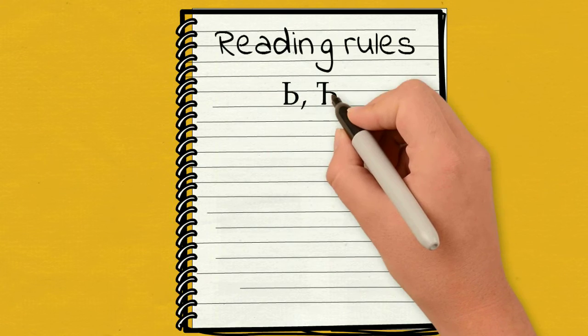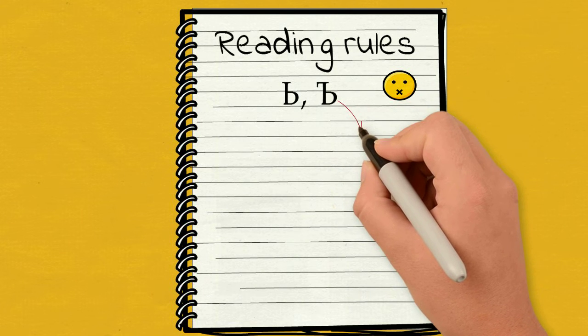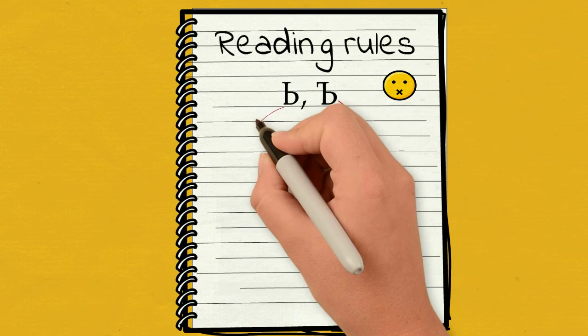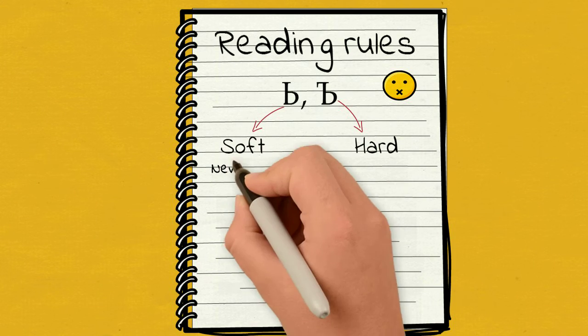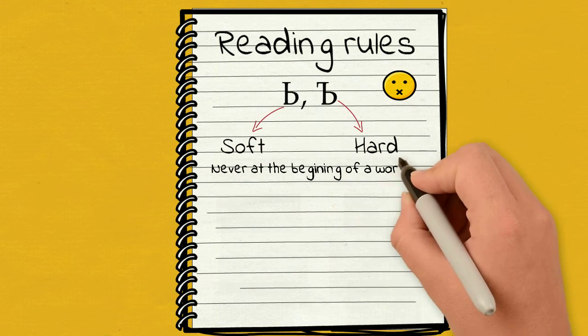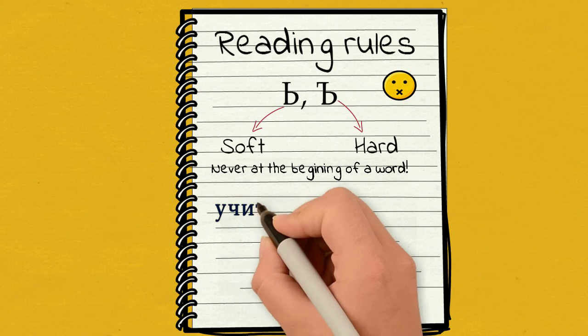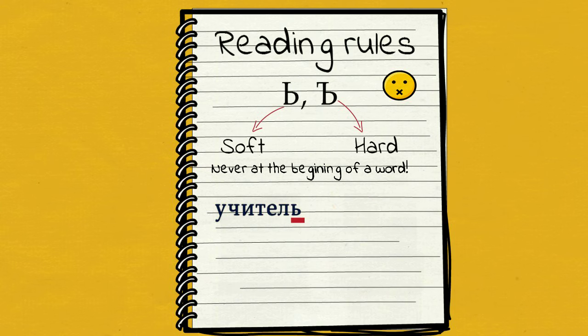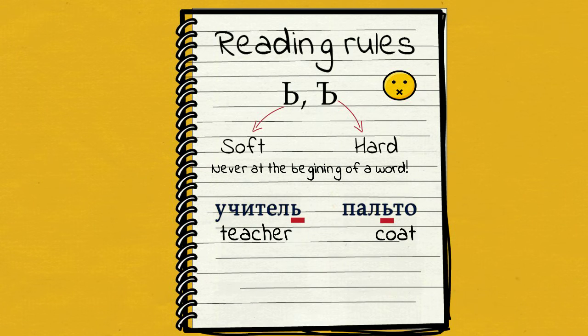The soft sign and the hard sign have no phonetic value on their own. Their function is to signal how the preceding and following letter should be pronounced. They cannot occur at the beginning of a word. The soft sign is very common both at the end of a word, like учитель, and in the middle of a word, like пальто. The hard sign is less common.